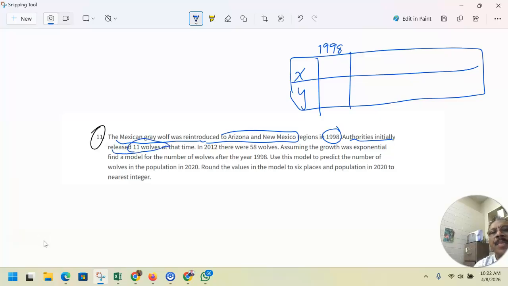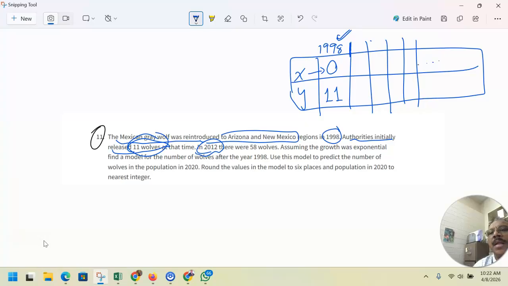So that means 1990 is in the beginning. That means like a 0 year. So we say x is 0, that means 1998, there were 11 wolves. So this is 11, right? Then 1999, 2000, 2001, 2002, like this.